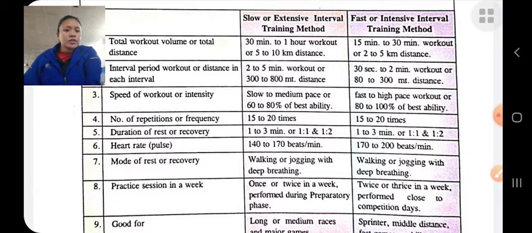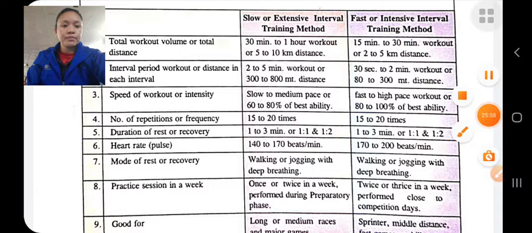Duration of rest. In slow, the duration of rest is 1 to 3 minutes, and in fast, our duration is also 1 to 3. Heart rate: in slow, 140 to 170. In fast continuous, fast interval, our heartbeat is 170 to 200 beats per minute.